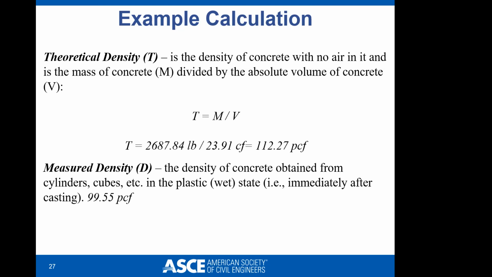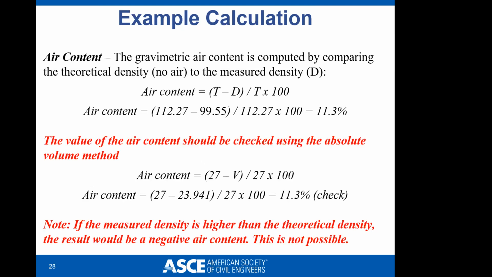And we went over those equations previously, the theoretical and the measured densities, what they should be and what they should come out to be. So we do a check on the air contents. I have my theoretical density, I have my measured density, and I get 11.3%. If I do it volumetrically, I should also be getting 11.3%.